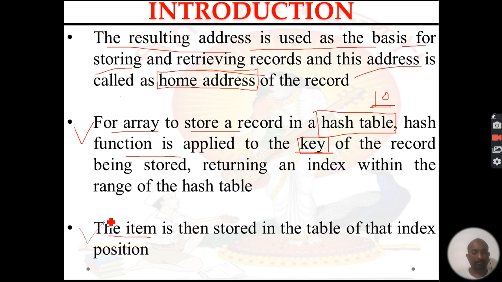Next point, the item is then stored in the table at that index position. Once you get the hash value with the help of the hash function, you can simply save your data at that particular index position. On that index position you can store your data or element.